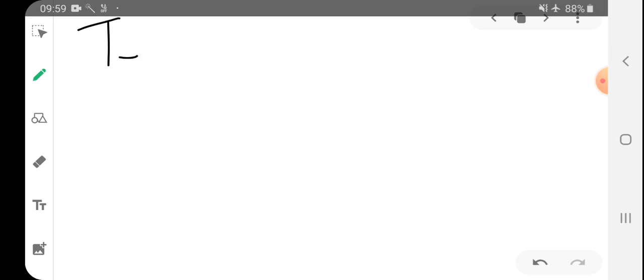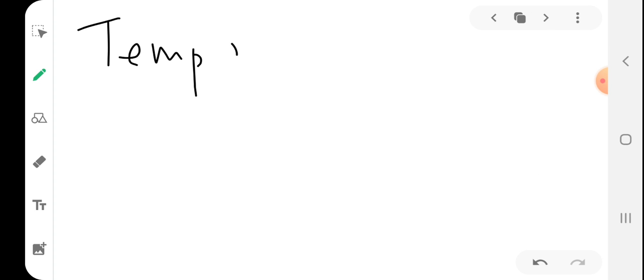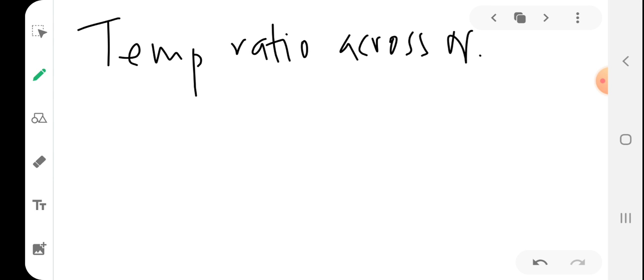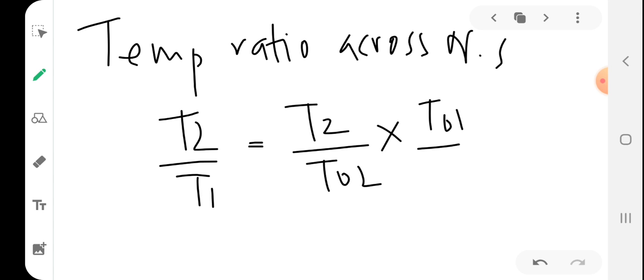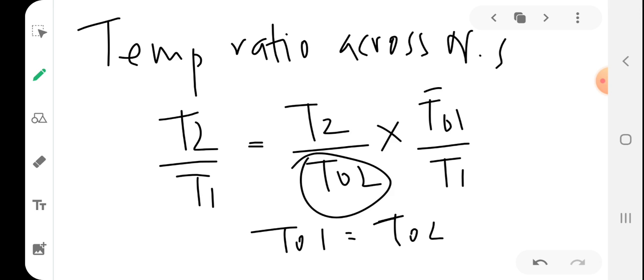Now this is the pressure ratio, and now we will move to temperature ratio across the normal shock. So T2 by T1 should be found out. T2 by T1 can be written as T2 by T02 into T01 into T1, right? Because T01 is equal to T02, these two terms get cancelled, remaining T2 by T1. So T2 by T1 can be written as T2 by T02 into T01 by T1.